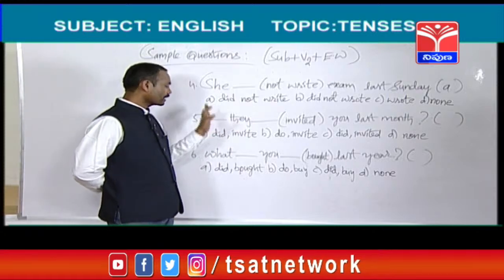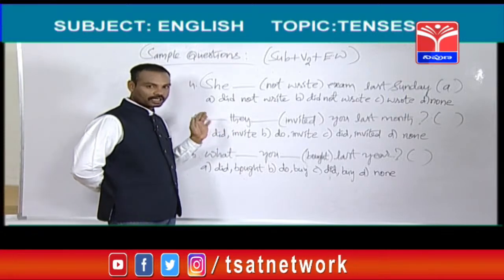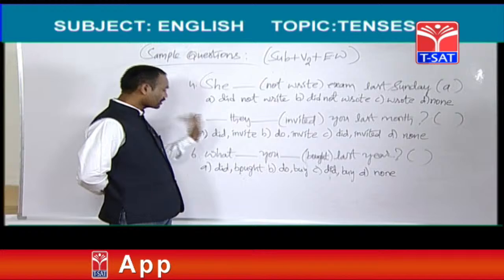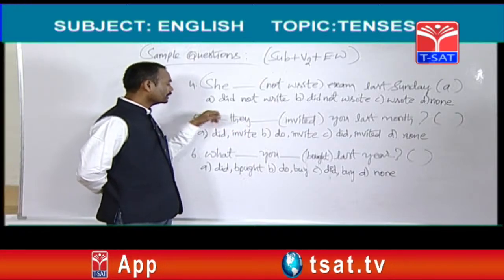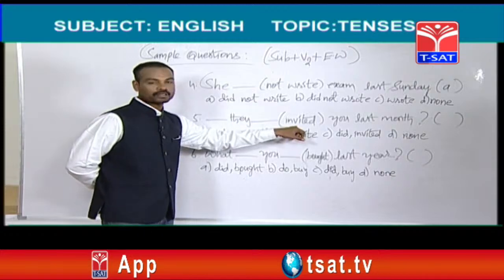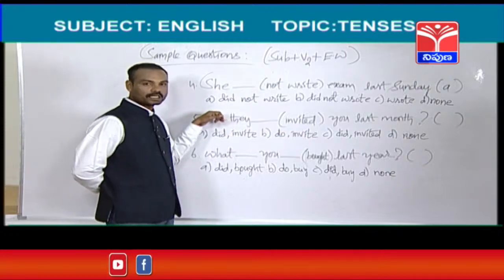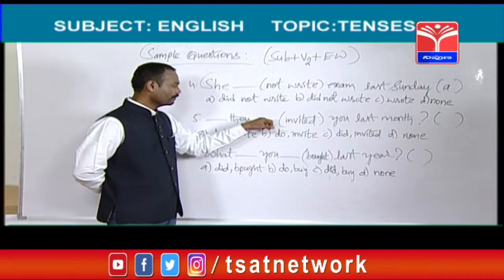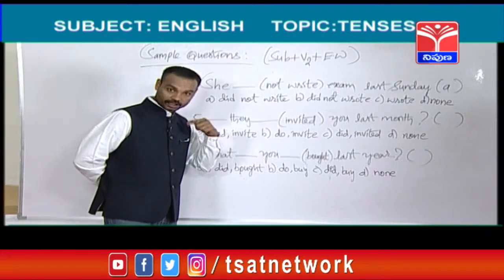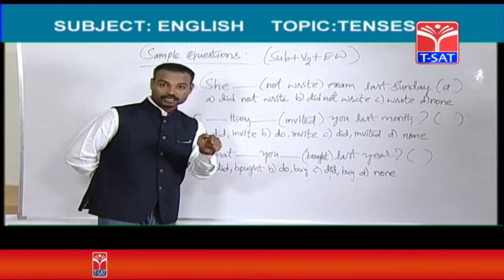So, every sentence in this tense, especially interrogative sentences, should be started with did, whatever the subject is there. Okay, did they? Next, V1 should be used because we are using did here. So, did they invited is wrong. Did they invite you last month? This is the right sentence.